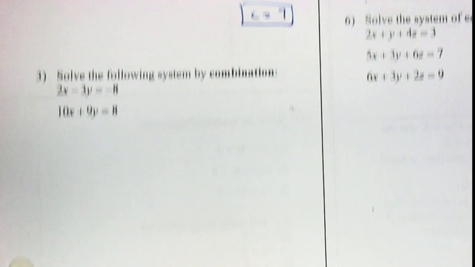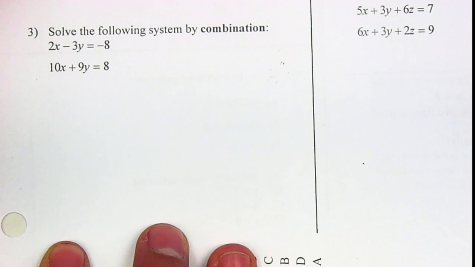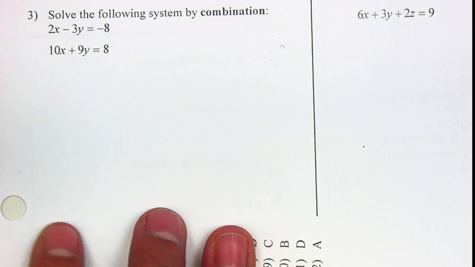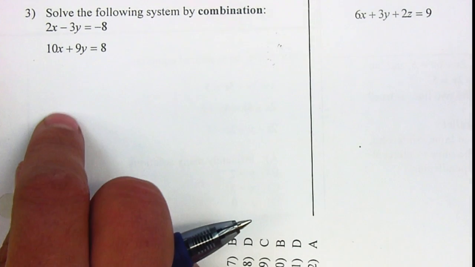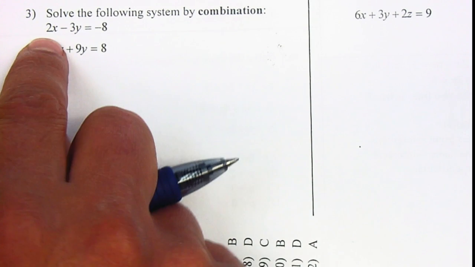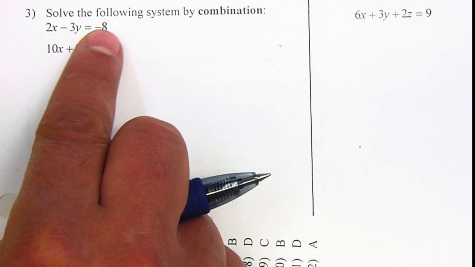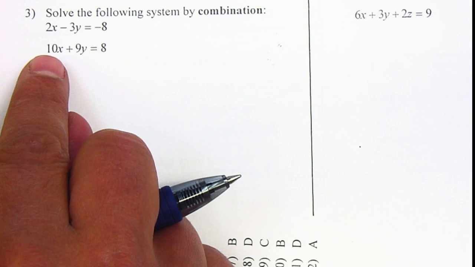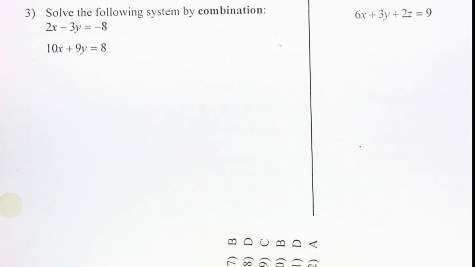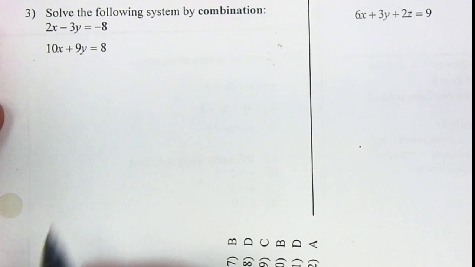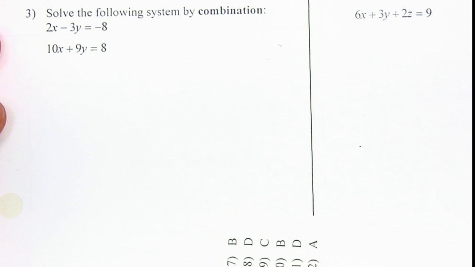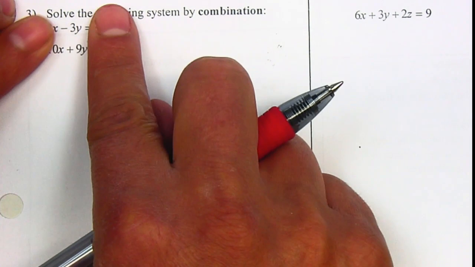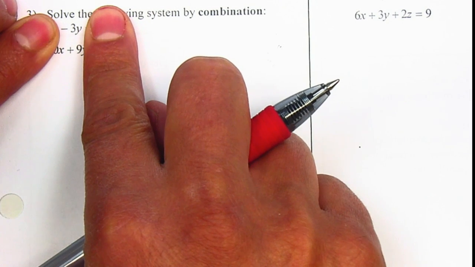We need to be able to solve it by combination. Now remember, if you want to solve it by combination, we want to make sure that the equations are in standard form. That we have the x, the y, the equal sign, and then the number. On the second equation, we have the x, the y, the equal sign, and then the number. So that works well. They're already lined up, if you notice. I want to decide if I want to cancel the x's or the y's.